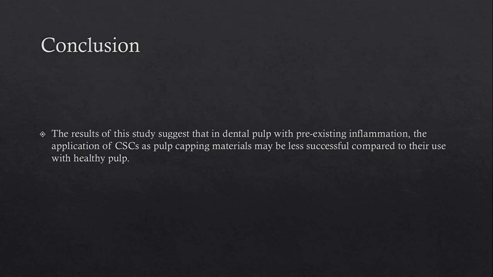They concluded at the end that the result of this study suggests that in dental pulp with a pre-existing inflammation, the application of calcium silicate cement as a pulp capping material may be less successful compared to its use with the healthy pulp.